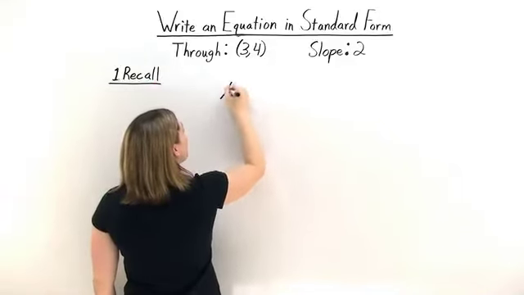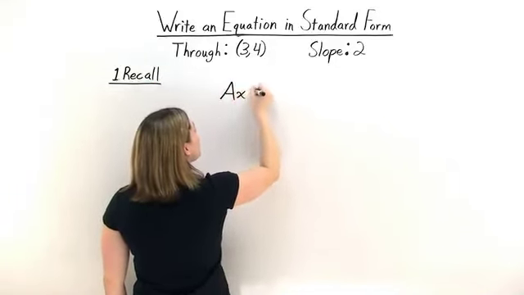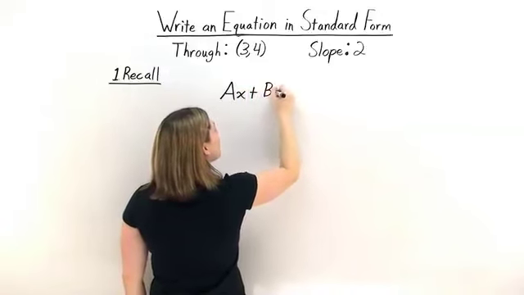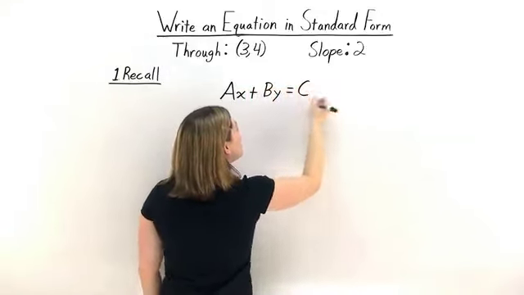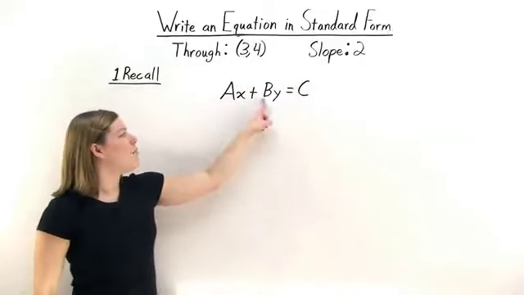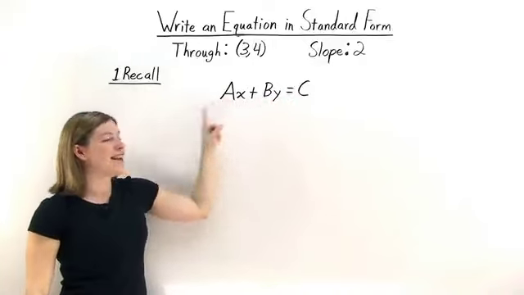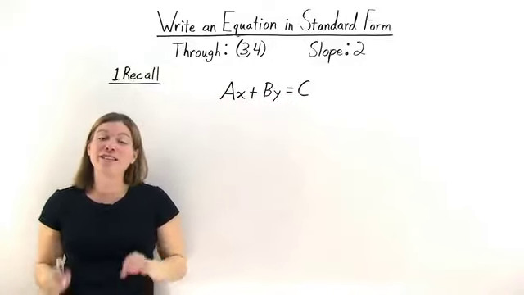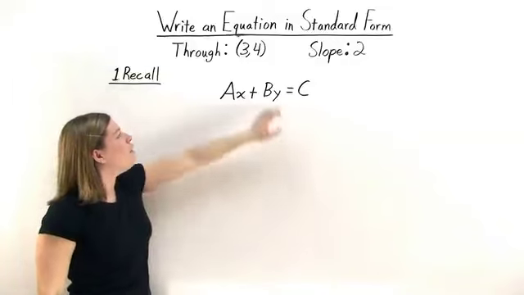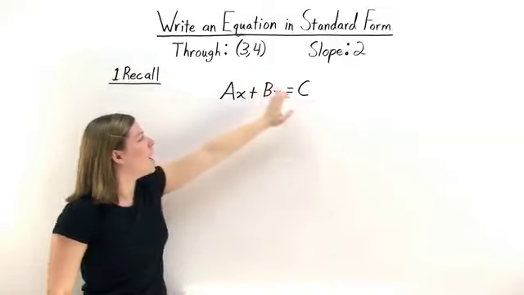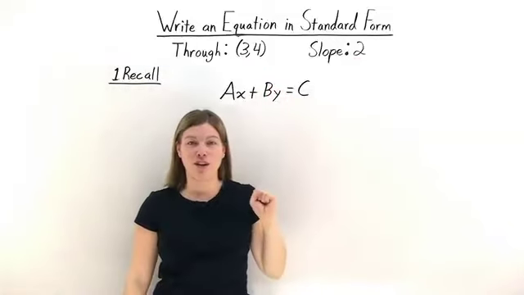Standard form is one of the forms that we can use to write the equation of a line. It looks like this: ax plus by equals c, where a, b, and c are constants and a is not negative. Now let's take a look at what we've been given. Well, we have a point that sits on our line and we have the slope of our line.